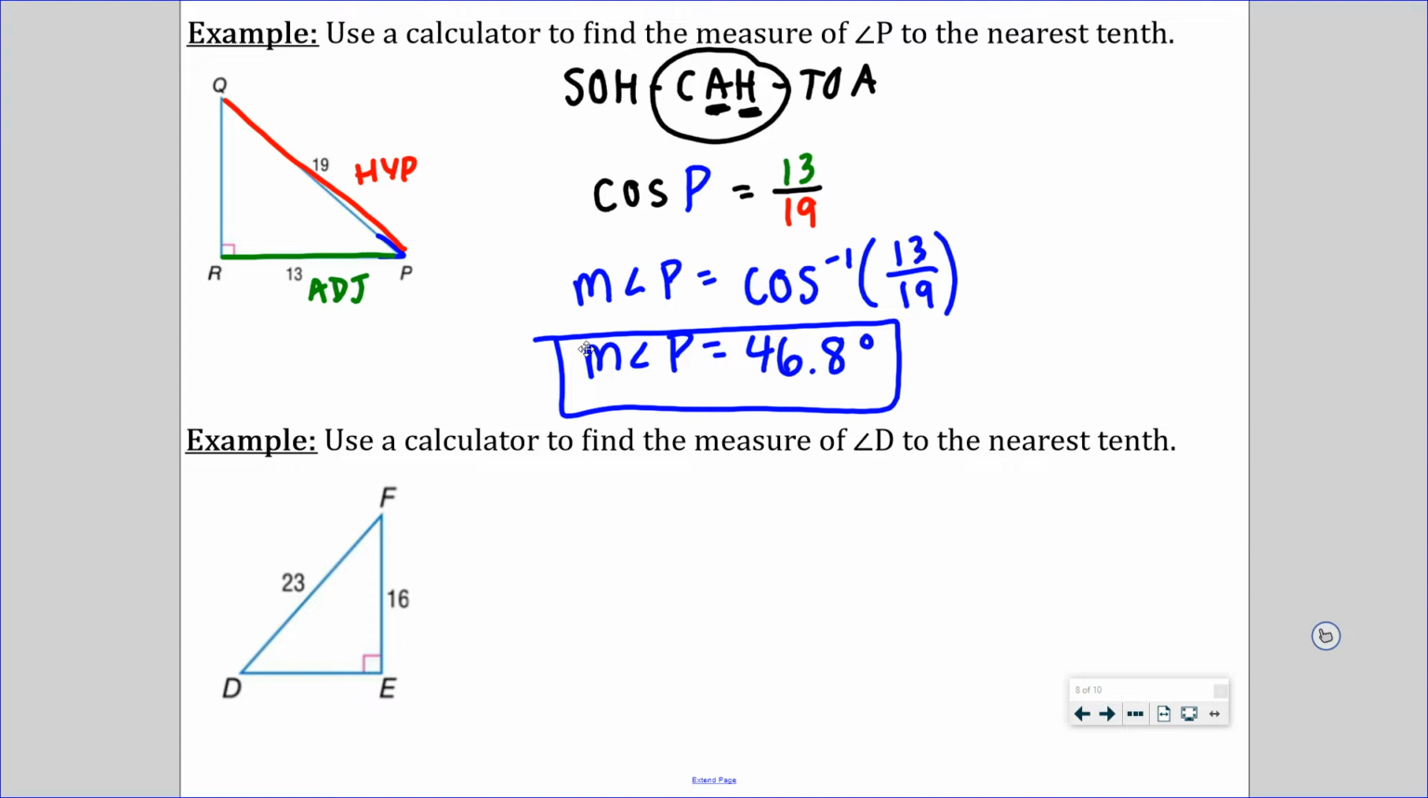This time they want us to find the measure of angle D to the nearest tenth. Angle D is this one down here. I want to see what's given to me in this right triangle. Again, my hypotenuse is given to me. My hypotenuse in this case is 23. But this time, the given side is not the adjacent side. It's the opposite. 16 is my opposite side. It's not touching the angle.